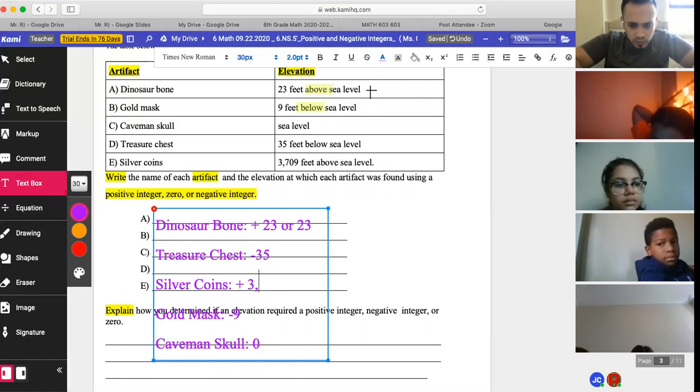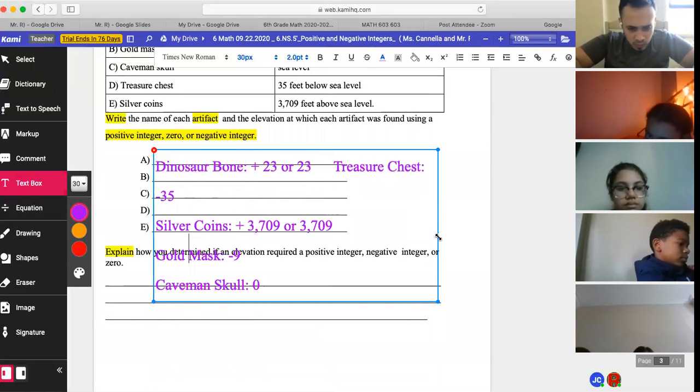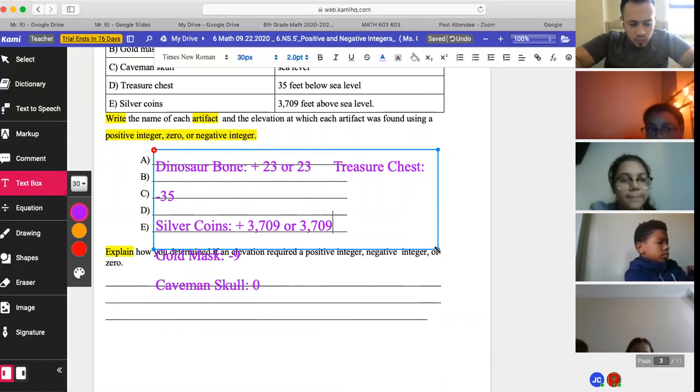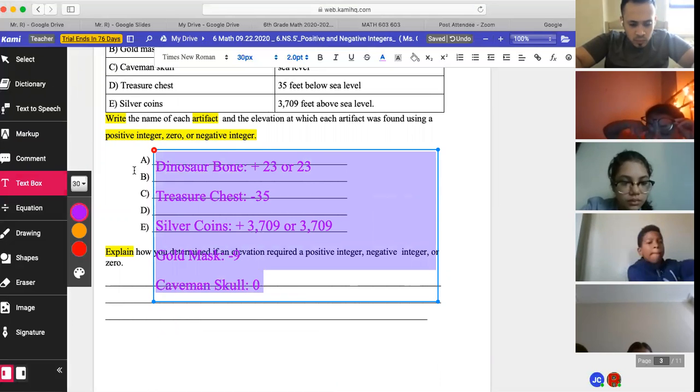3,709 or 3,709. Right. Remember, one has to have the positive sign, the other doesn't. Are we clear on that? Because this is what you guys are going to see. This is crazy. Let's make this a little bit smaller.